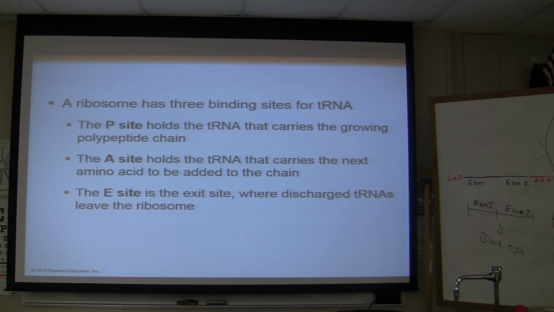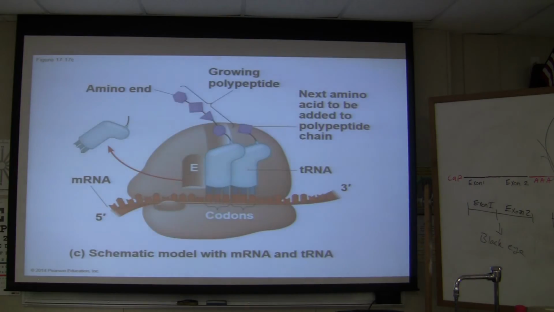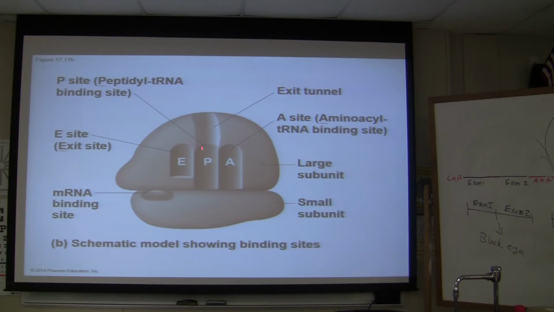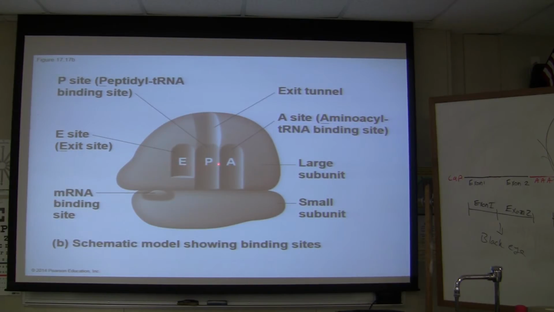Oh, okay, so those sites are important. Yes. E, P, A: the exit site, the peptidyl tRNA binding site, and the A site, the amino acid site. So we start at A, then go to P, then go to E. That's right. Very good. E is the exit.